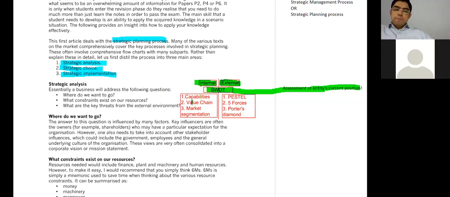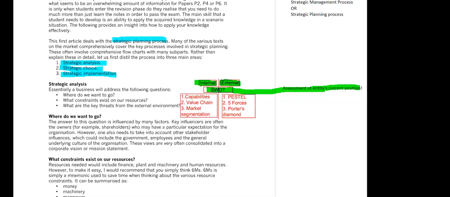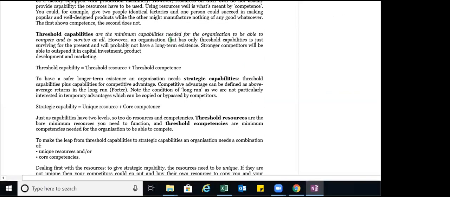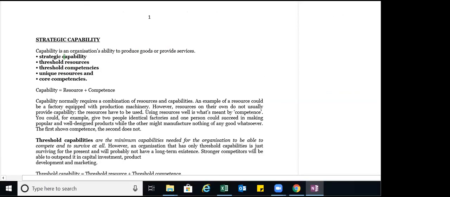So we would start off with capabilities. When it comes to capability, what is capability? Capability is an organization's ability to produce goods or provide services. Obviously, all those organizations that exist, that remain in business, it is due to their ability to produce goods, to provide services to customers that meet or satisfy the customer needs.